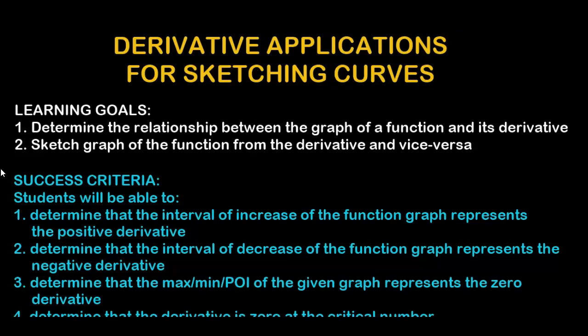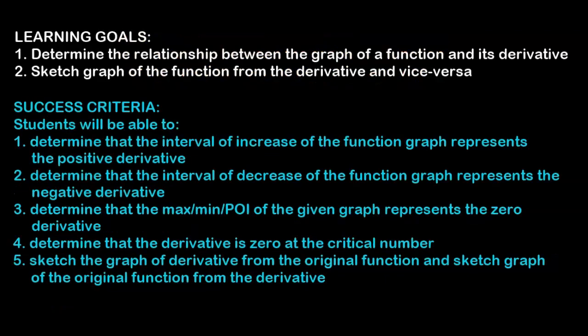After going through the lesson, the students will be able to determine that the interval of increase of the function graph represents the positive derivative. The students will be able to determine that the interval of decrease of the function graph represents the negative derivative. Students will also be able to determine that the max, min, and point of intersection points of the given graph represent the zero derivative, as well as that the derivative is zero at the critical number. Students will be able to sketch the graph of the derivative from the original function and sketch the graph of the original function from the derivative function.